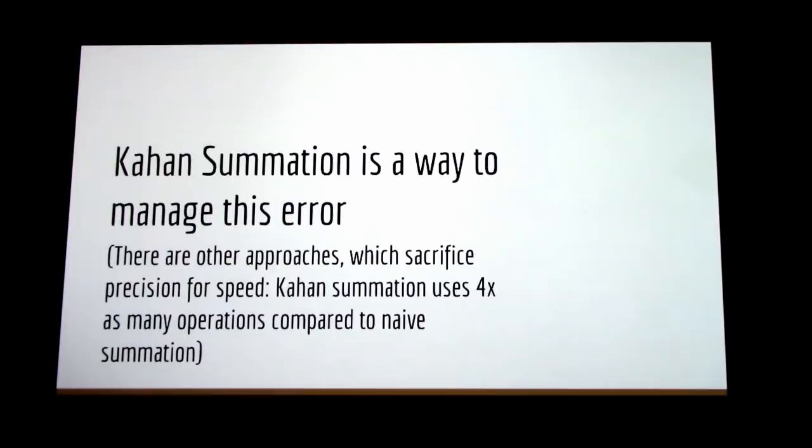But Kahan summation is a way to manage these errors at the cost of making four times as many floating point operations. There are other techniques, pairwise summation bounds the error to log n, but only takes, I think, twice as many operations.